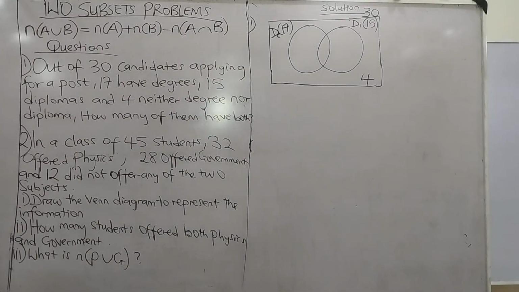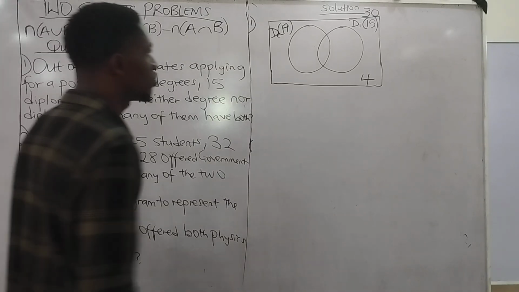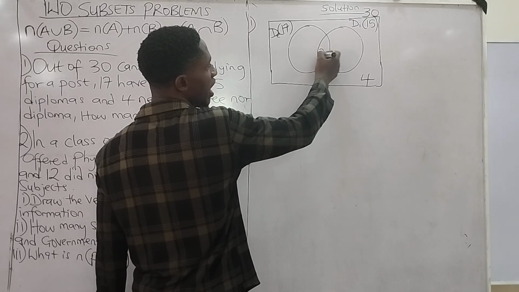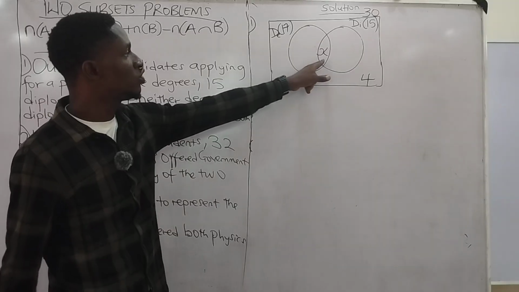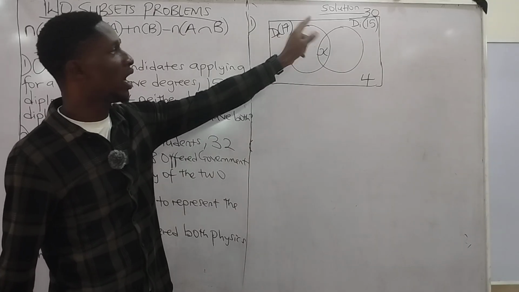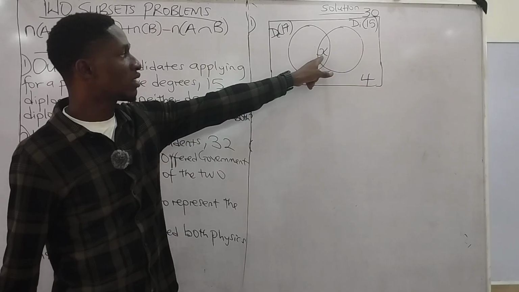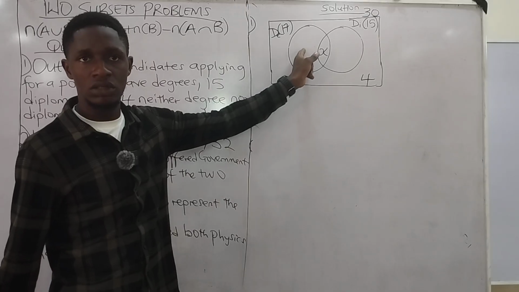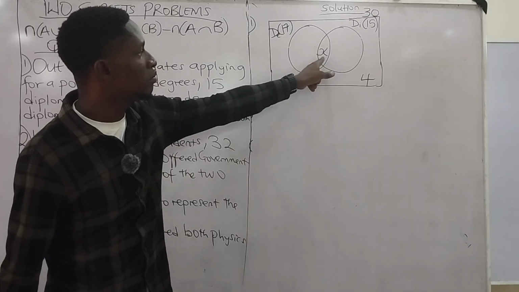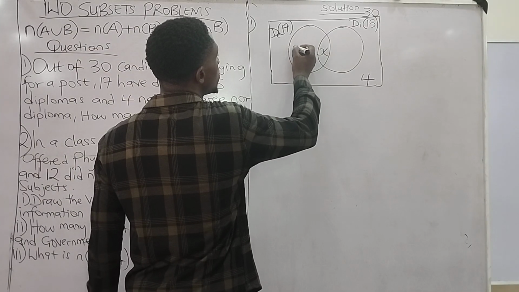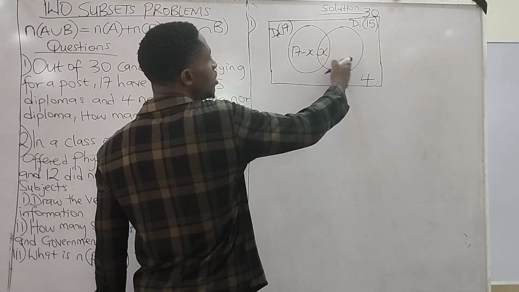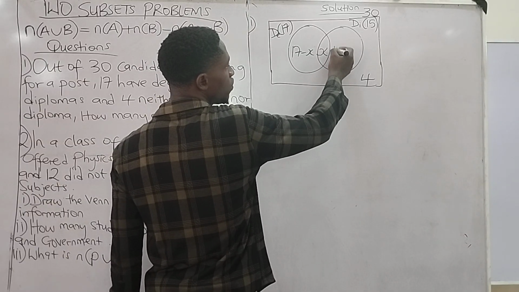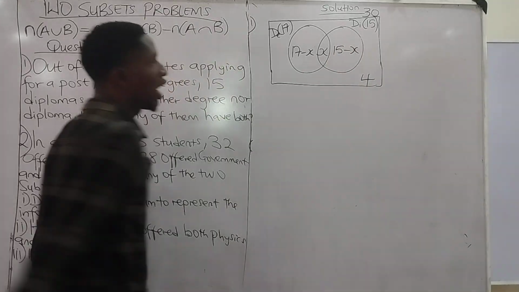4. How many of them have both? So always start from the middle, the intersection of the two of them. Let's call it X. This region is those that have both degree and diploma. Going to here, this region is for those that have degree only. How do we get here? It is 17 minus X. This region is for those that have diploma only. How do we get this? It is 15 minus X, and we are good to go.